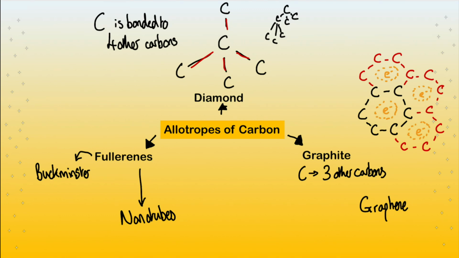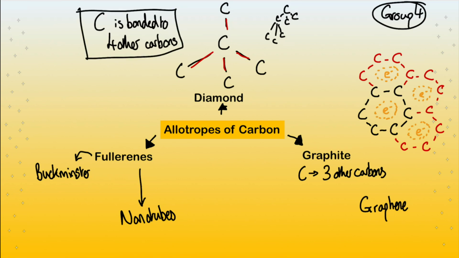Now carbon is in group 4, which means it needs to find 4 electrons to make a full outer shell. Now it can do that in diamond very easily because every single carbon it bonds to shares 1 electron, and therefore it gets 4 electrons shared with it, and so it gets a full outer shell. But for graphite it doesn't, because every carbon is only sharing from 3 other carbons.